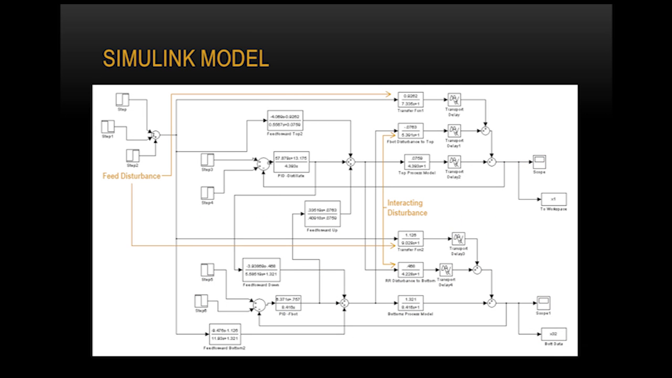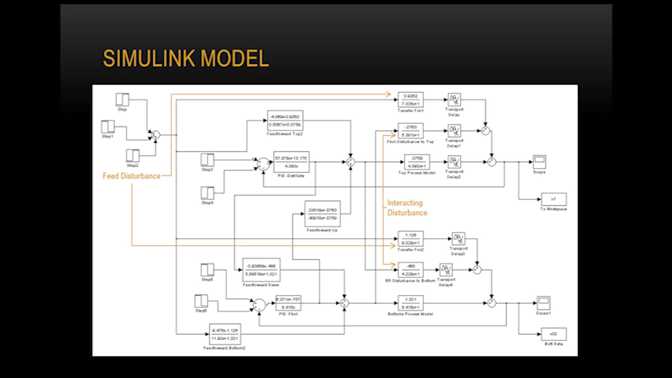So in Simulink, this is the model for the interacting controller, but the non-interacting controller just has all of these feed-forward controllers taken off. Let me point and show you what's going on here. The top part of this is for the control for the composition in the top, and then the bottom is for the bottom. The models are here and here.